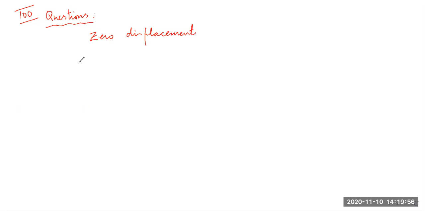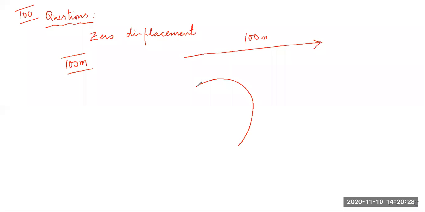See, students, let's say the object has moved, let's say 100 meters. Okay. So if it has moved like this, it cannot have zero displacement. Displacement is 100 meter in a straight line. If it moves like this, now the distance covered is 100 meter, but the displacement is less than 100 meter.